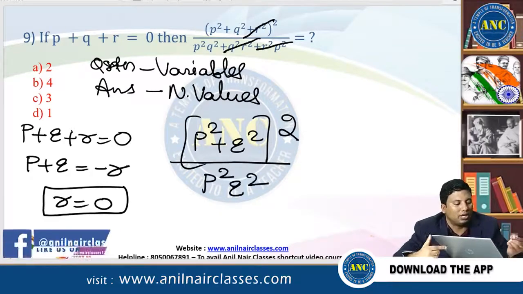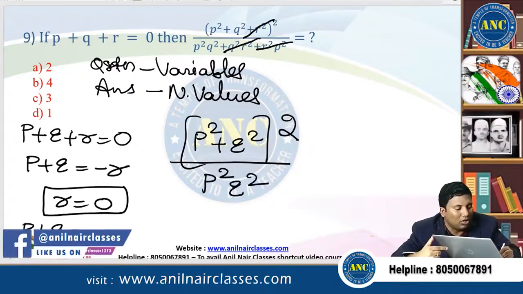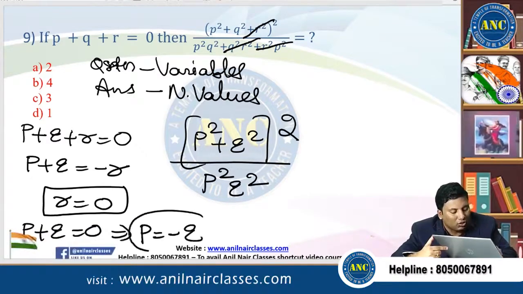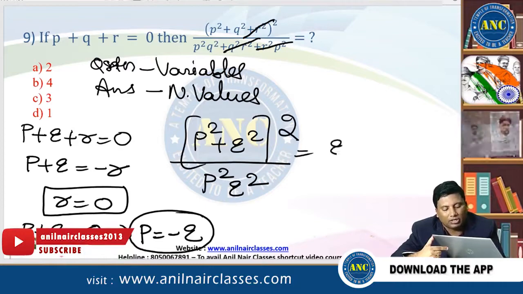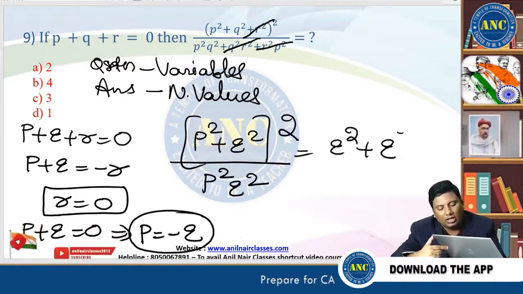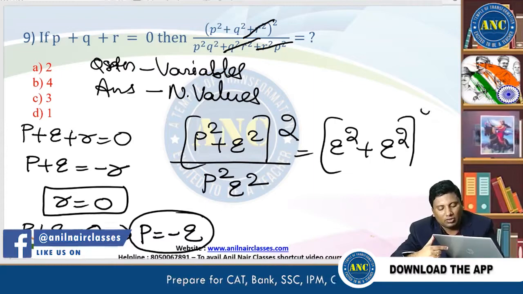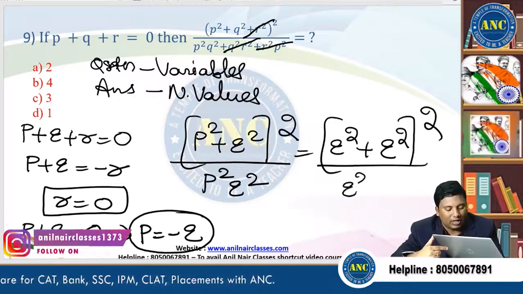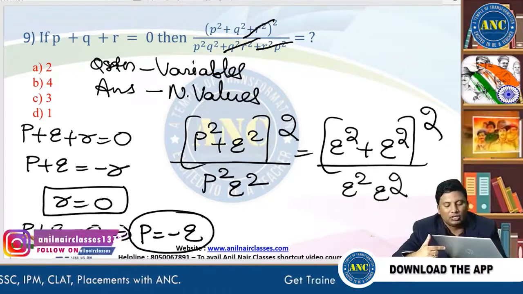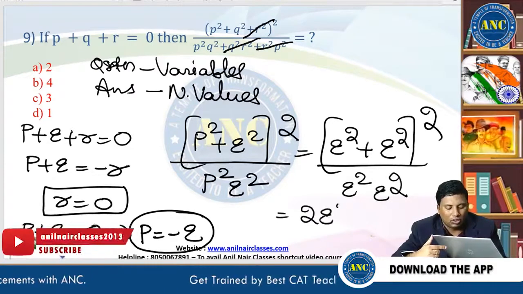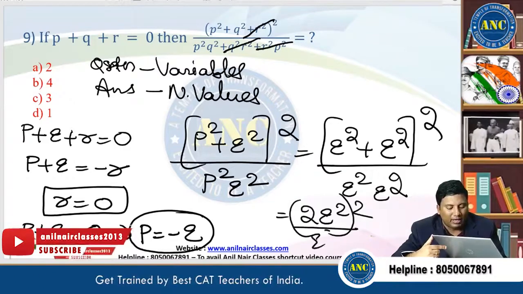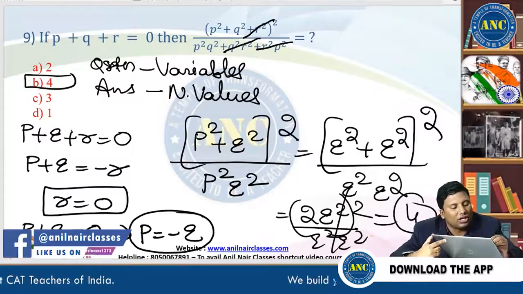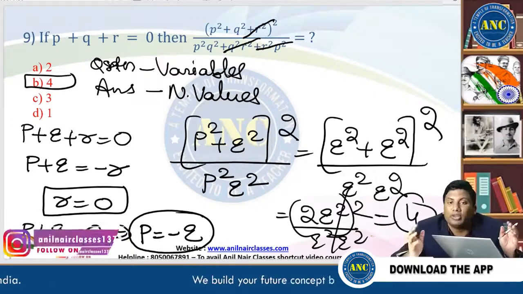If P plus Q is 0, P is nothing but minus Q. P square is Q square. Q square plus Q square whole square divided by Q square, Q square. So it is nothing but 2Q square whole square divided by Q square, Q square. Cancel, answer is 4. Such an easy question if you understand which method to be used.